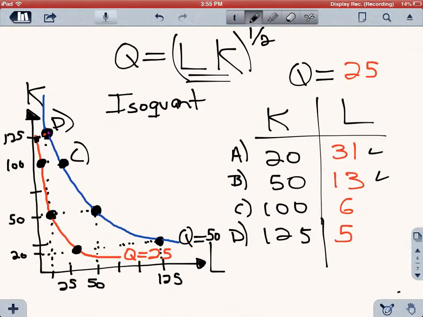When capital is 20, labor is 31. When capital is 50, labor is 13. When capital is 100, labor is 6. When capital is 125, labor is 5.